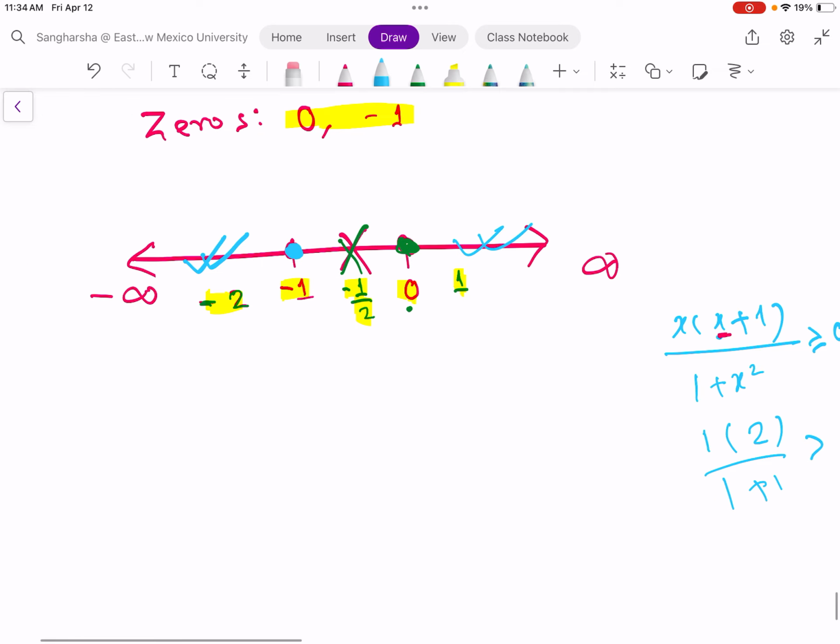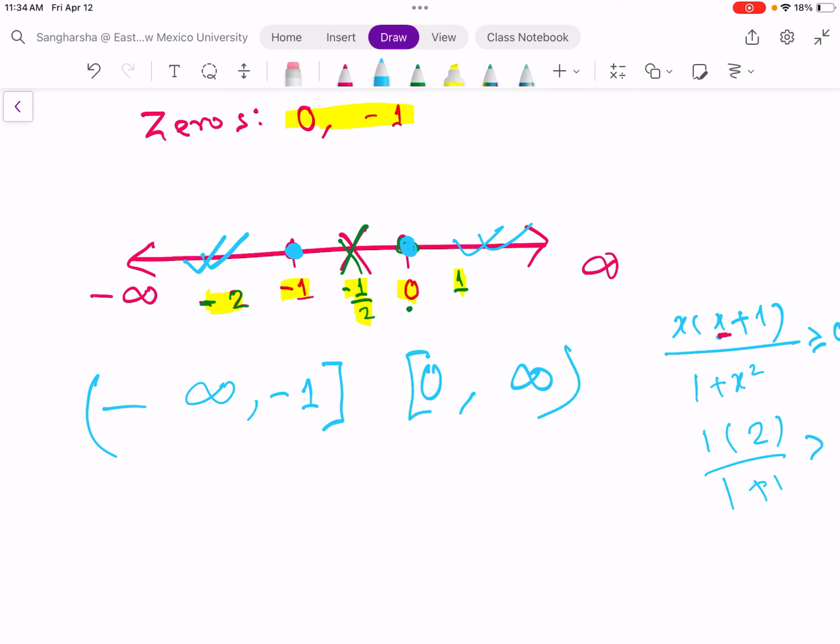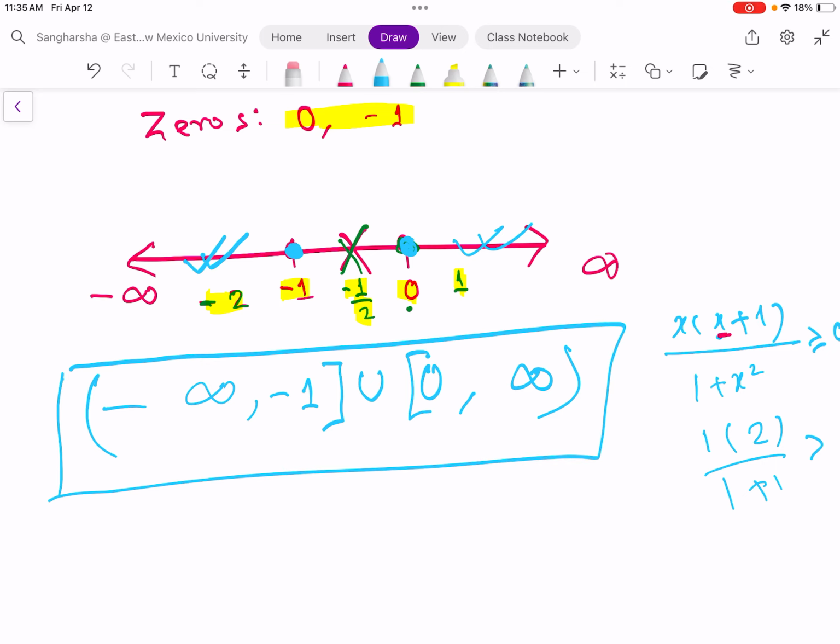So let's write down the first interval and third interval. These are solutions. From negative infinity to negative 1, do we use a parenthesis or a bracket? Bracket, because it is a closed circle. Negative 1 is a solution, so bracket. The last interval is from 0 to positive infinity. We have a closed circle here, so bracket, and parenthesis with infinity, and we have a union. And this is the solution for this inequality.